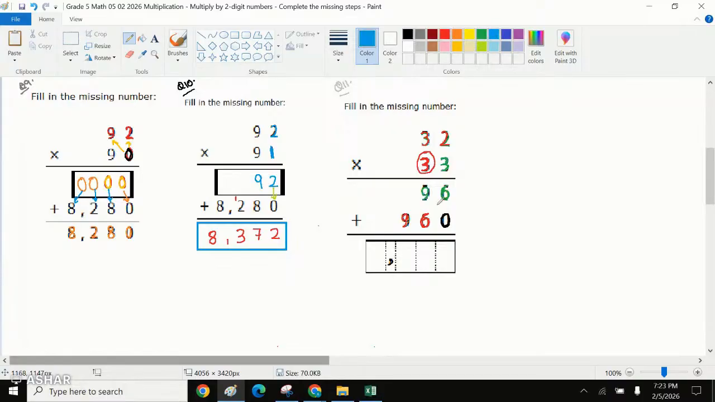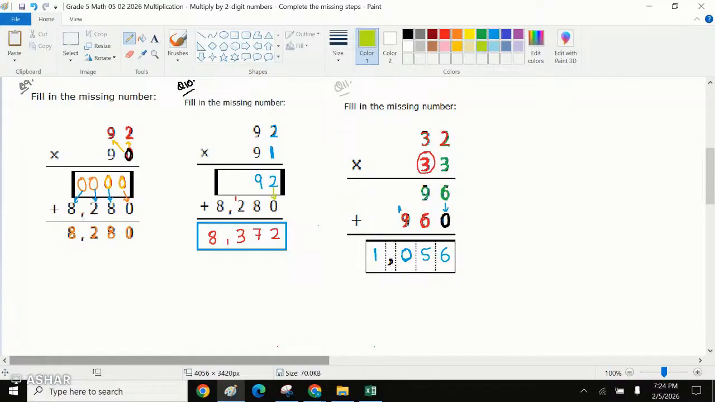So when we add 6 plus 0, stays as 6. 9 plus 6 is 15. We leave the unit part and we take the tens part to the next value. 1 plus 9 is 10. So we can say the missing value in this question was 1056. Yeah. So yes, it is 15.